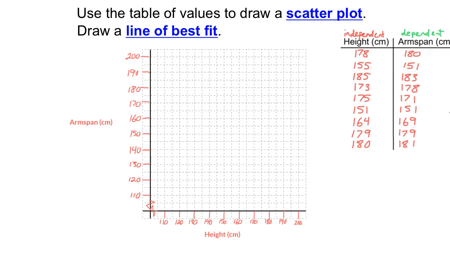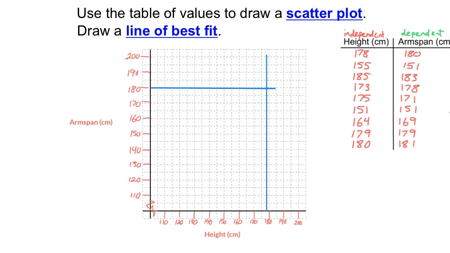Now to make my scatter plot, I'm going to take each individual person and plot their point. So my point would be the point corresponding to this here. I have a height of 178 centimeters and an arm span of 180 centimeters.